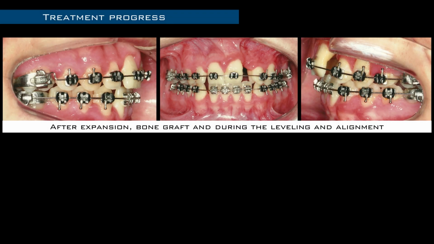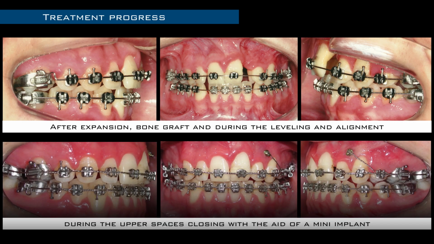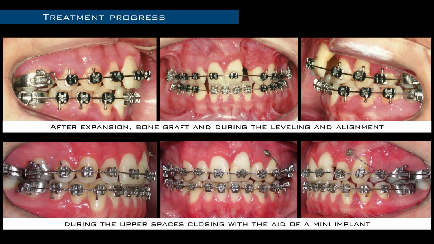In the upper photographs, it's possible to observe the progress of the treatment after the slow expansion of the maxilla, after the bone graft, and during the alignment and leveling procedures. In the lower photographs, we can see the case in a phase close to finishing procedures, with good interdigitation on the right side, the midlines almost matching each other, and on the left side, tooth 24 was already positioned in the region of tooth 22.